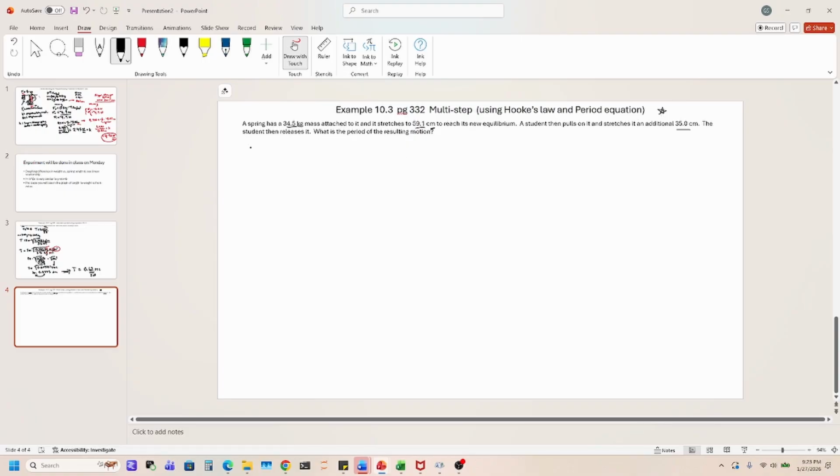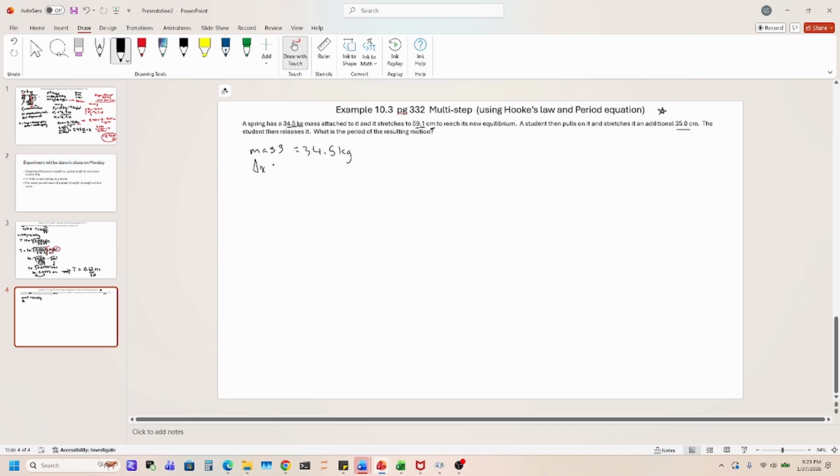So what do we know? We know the mass, and we know that that's 34.5 kilograms. And we also know a delta x, right? Because the spring has stretched out after the mass was attached to it to 59.1.